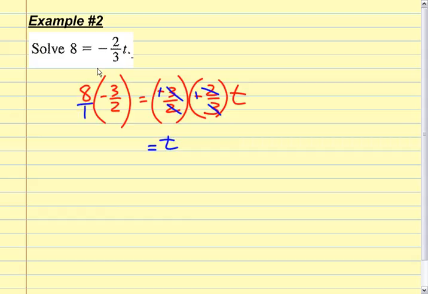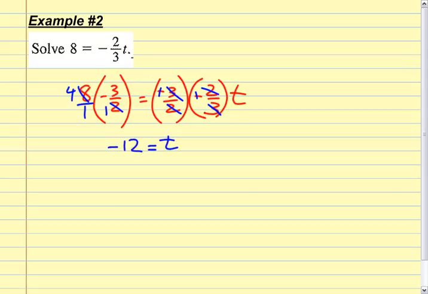What would you do first? Would you just multiply and reduce, or do you cancel and then multiply? Make the 8 4 and make the 2 1. Then when I multiply, what do I get? Negative 12.